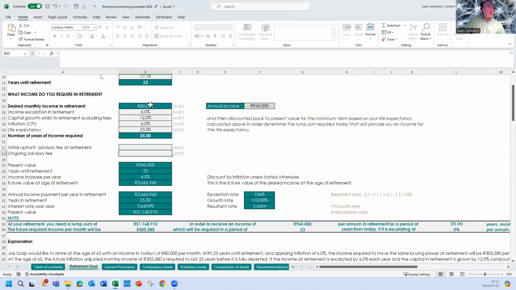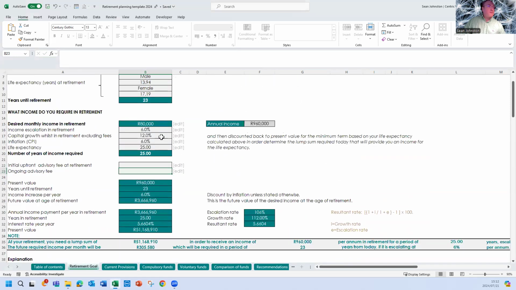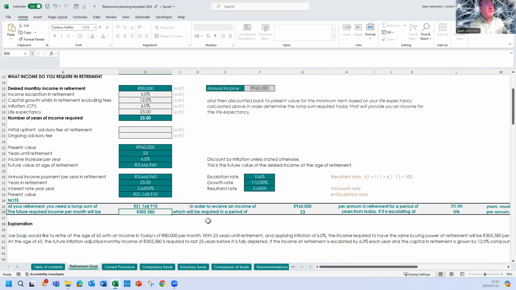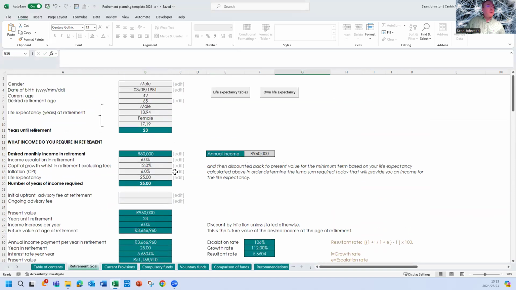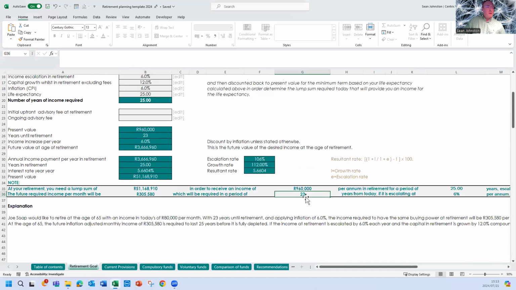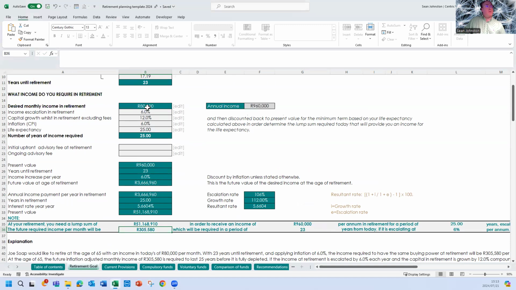But we first need to take 80,000 and adjust it by inflation, so we know what income Joe needs to be receiving when he is 65. So 80,000 adjusted by 6% between 42 and 65, he needs a future desired income of 305,580, which is 23 years from now. When Joe turns 43, this will become 22 years, because obviously the time horizon is becoming less. So this 305,580 is the equivalent of 80,000 in today's terms.